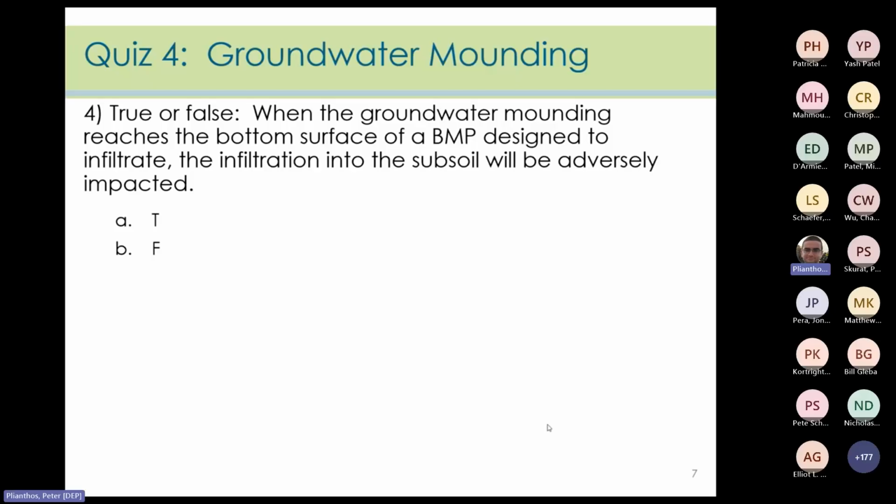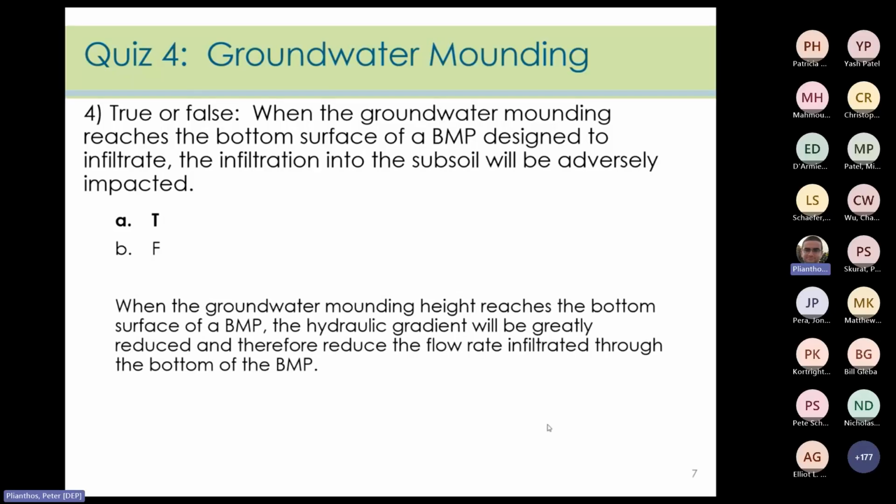Question 4, true or false? When the groundwater mounding reaches the bottom surface of a BMP designed to infiltrate, the infiltration into the subsoil will be adversely impacted. This statement is true. When the mounding reaches the bottom surface of an infiltration BMP, the hydraulic gradient is going to be reduced significantly, and the flow rate infiltrated through the BMP is going to be reduced as well.